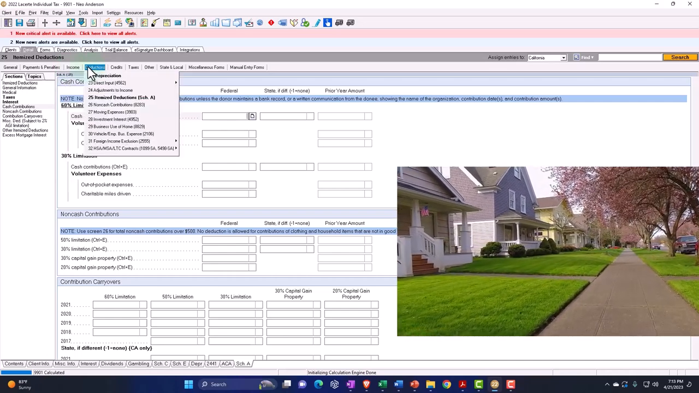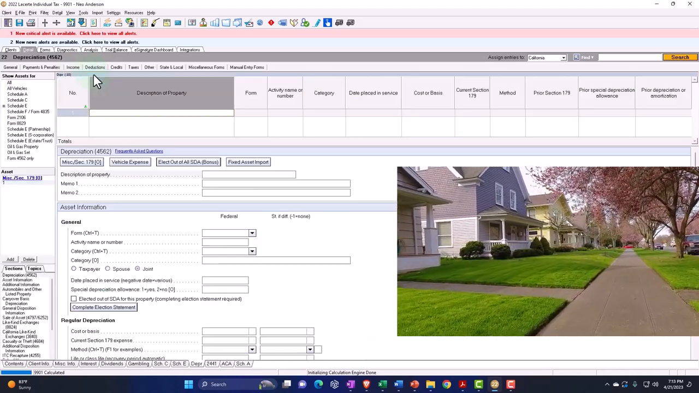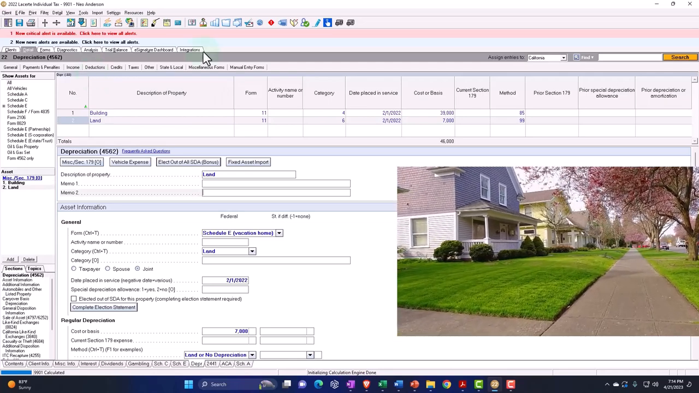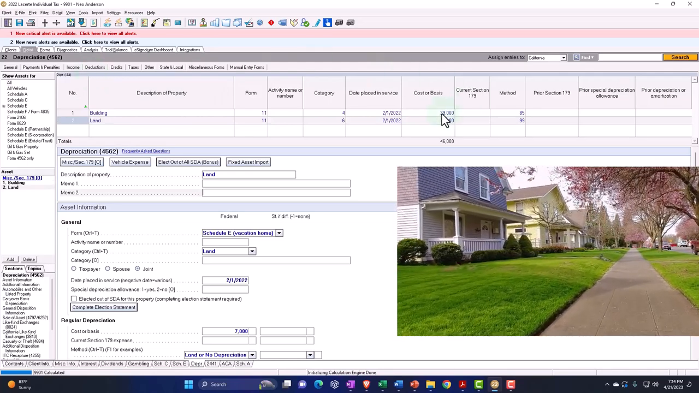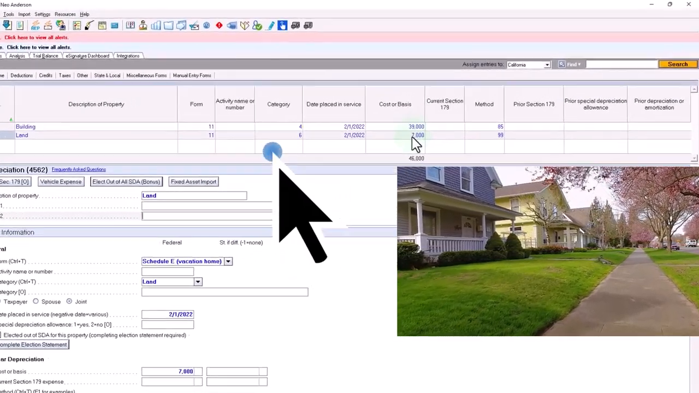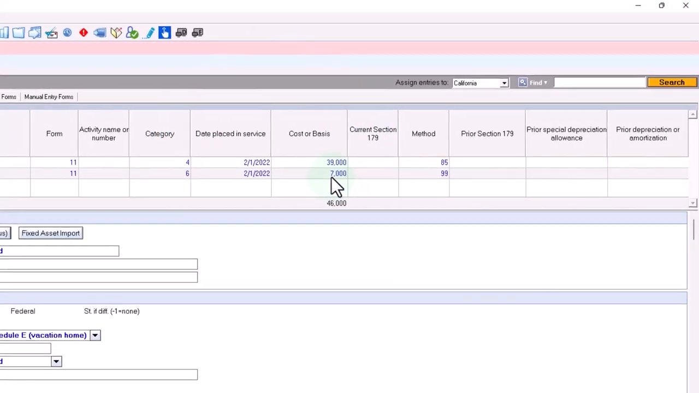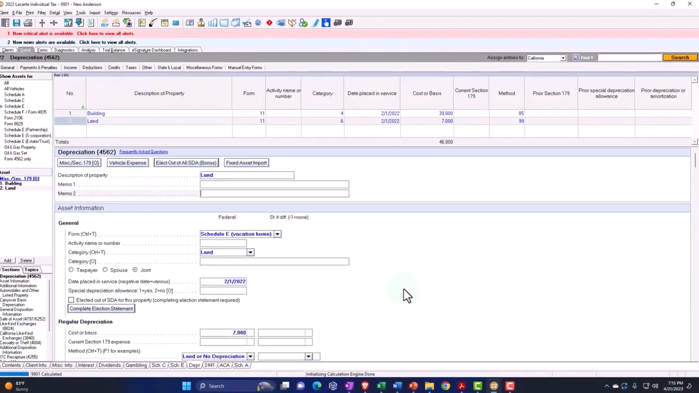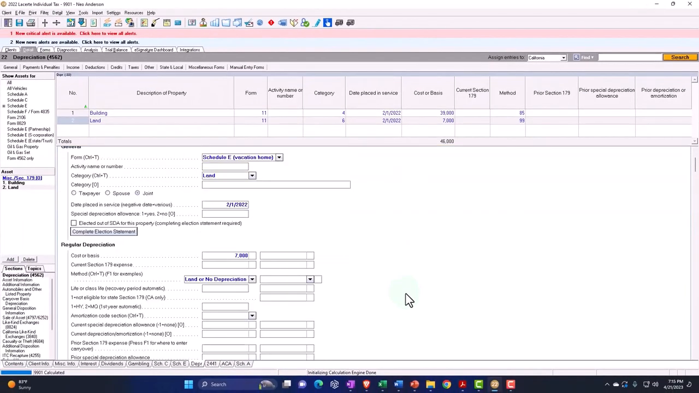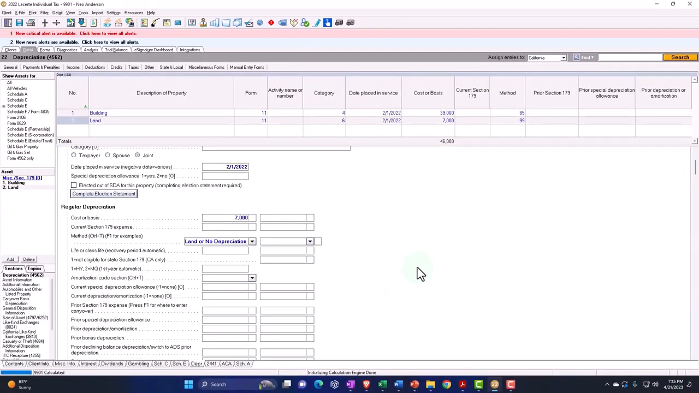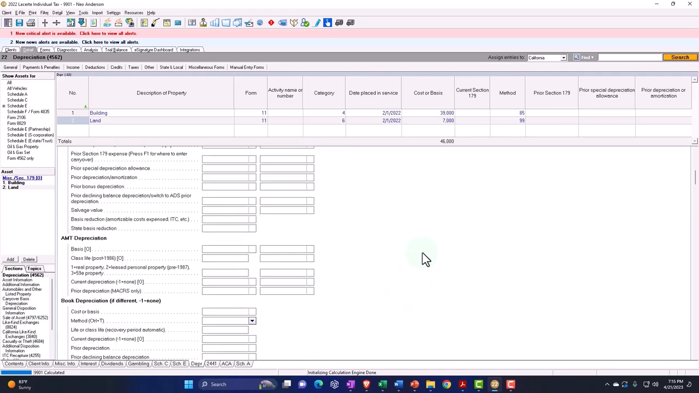I'm going to say that we have a depreciable item. Now I'm going to indicate to the software that the basis is $39,000 for the building and $7,000 for the land. The land is not going to be depreciated. The building will, but it's going to be broken out. 25% of that is going to be the depreciable component to it.